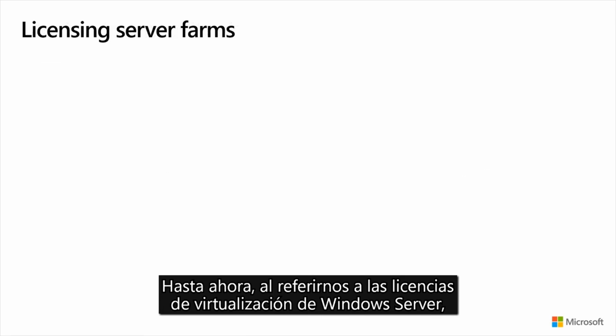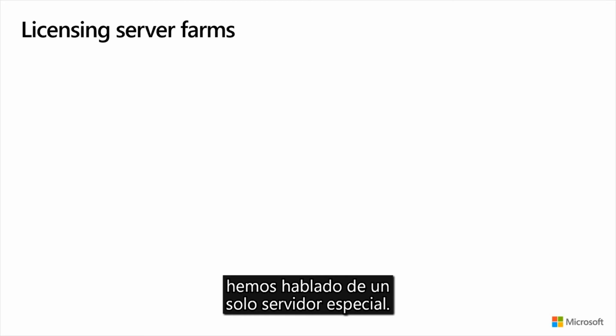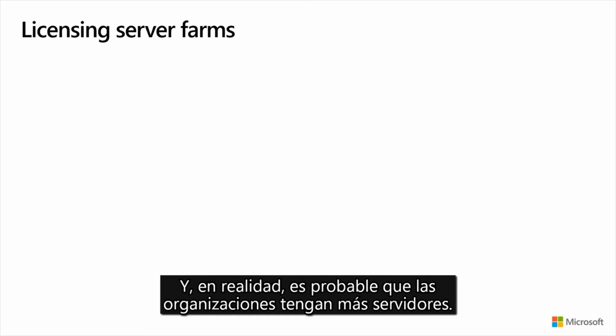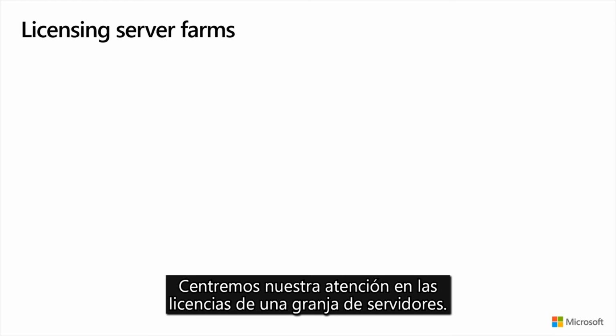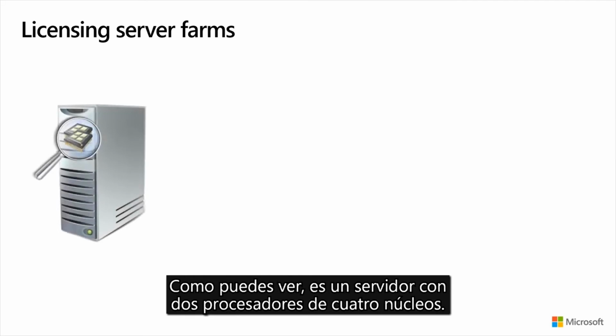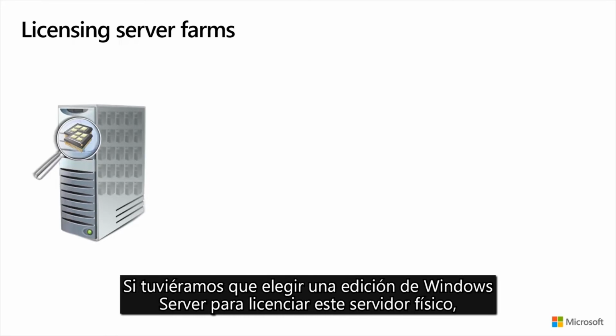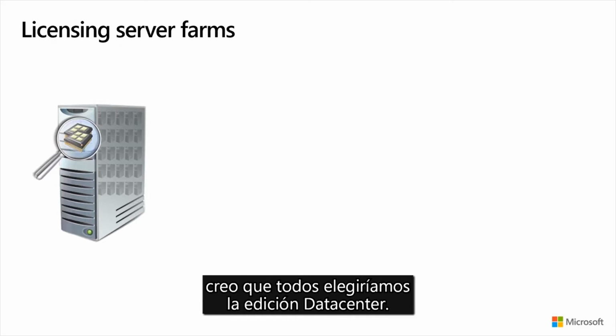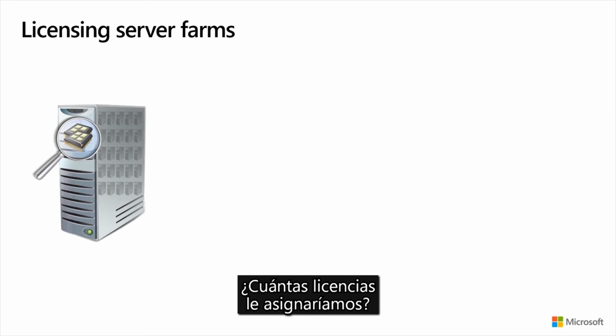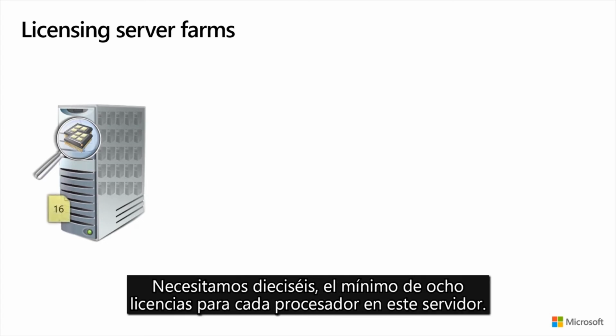So far, we've looked at just one special server when we've been considering virtualization licensing for Windows Server. And in reality, of course, organizations probably have more servers. And so let's turn our attention to the licensing of a server farm. Let's start with one server again, and you can see that it's a server with two 4-core processors. There's a significant number of virtual machines running on this server, so I think we'd all agree if we had to choose an edition of Windows Server to license this physical server, we would choose Data Center Edition. How many licenses would we assign? We need 16, the minimum of 8 for each processor in this server.